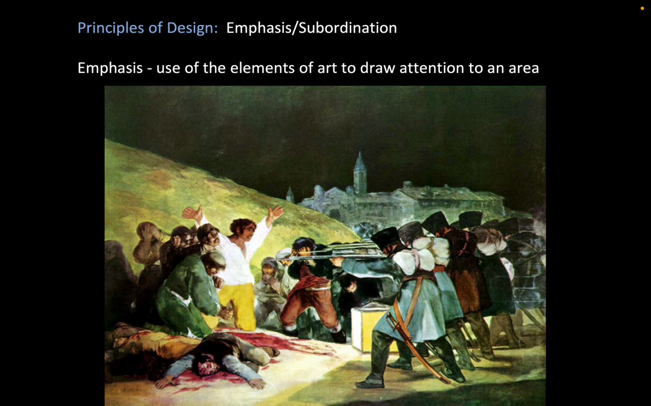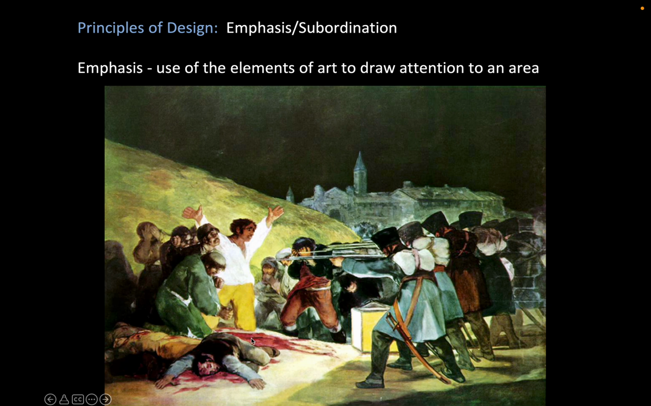Now, contrast that with subordination in this artwork. There are other parts of the artwork we're not supposed to look at. The town doesn't have as much contrast in it, right? It's sort of this generic gray in the background. The night sky has a little bit of a gradient in it, but the colors, right?